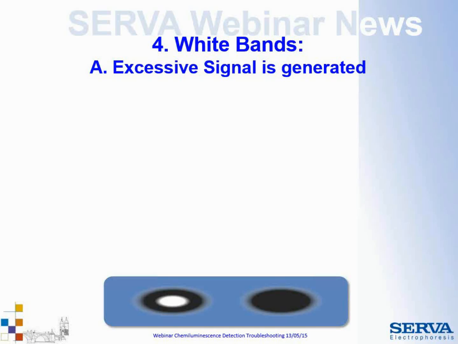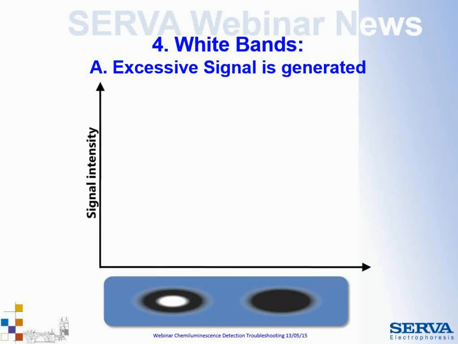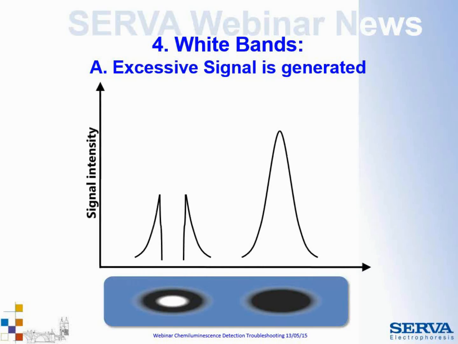So now the next problem is the white bands on the film. Where do they come from? White bands come from an excessive signal that is generated through the detection. So this comes by too high signal intensity, so that the signal cannot be transferred into a real good blackening of the film.